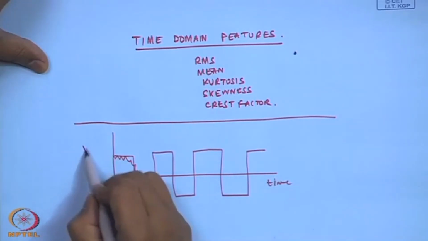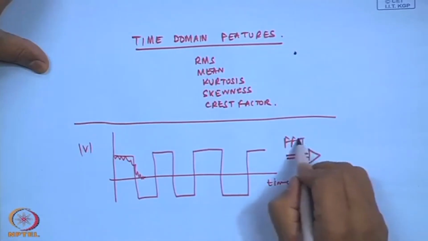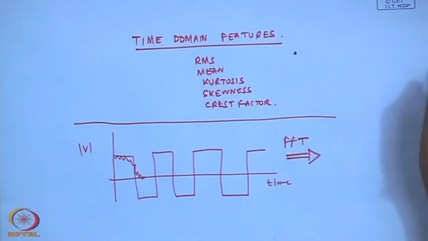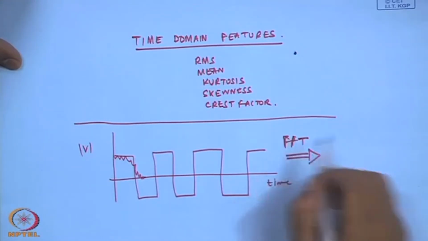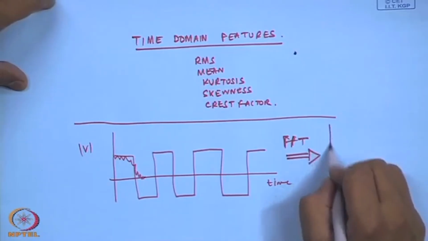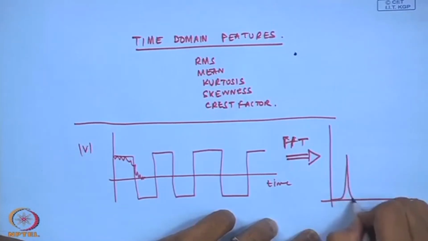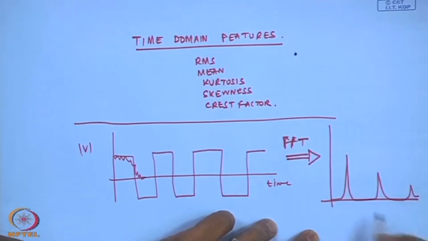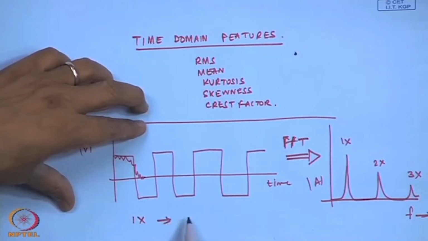So, if somebody was going to do a frequency domain analysis of such signals, the normal method is by the FFT process. You will see a lot of, this is your typical 1x, 2x, 3x. By 1x I mean the normal rotational speed.